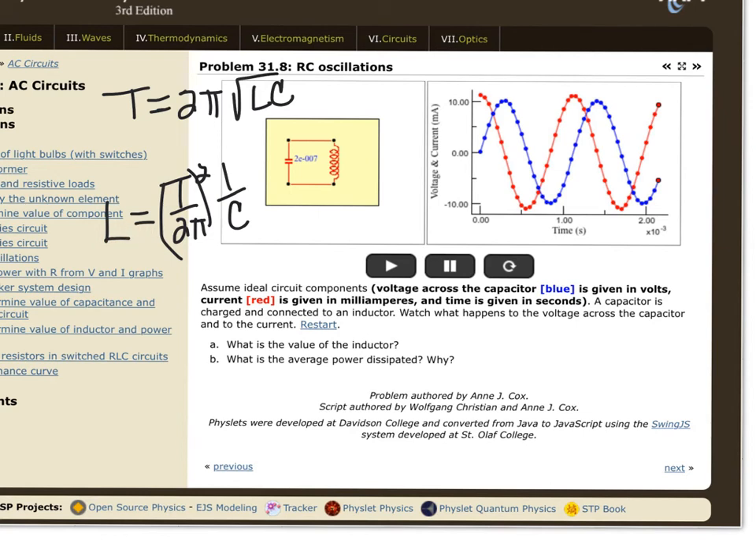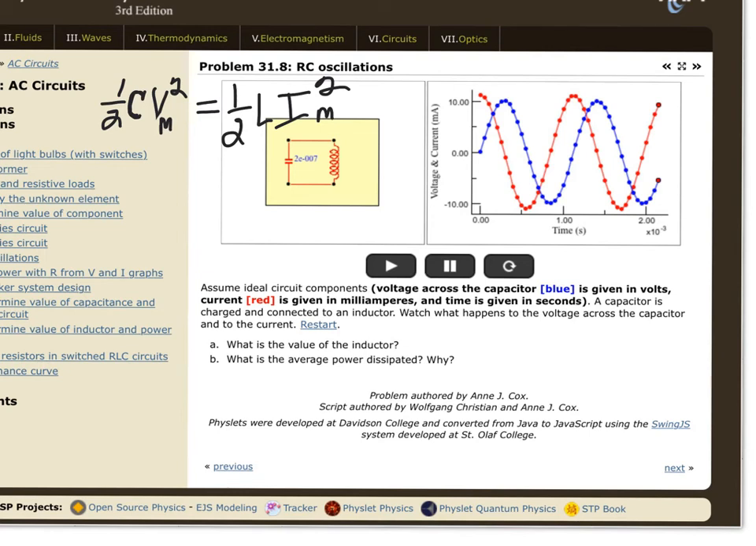But we can check that just to make sure we measured the period right. We can use the energy equation to do this. So see if you can use the energy equation to find the inductance. Here's the equation I'm talking about. And notice 1/2 C Vmax squared is when all of the energy is on the capacitor.